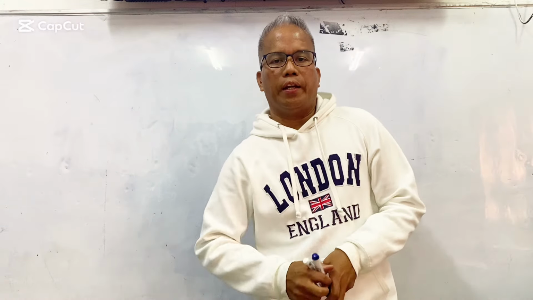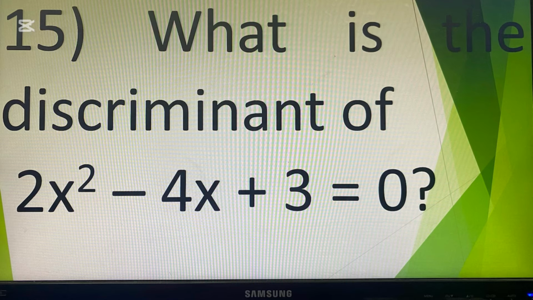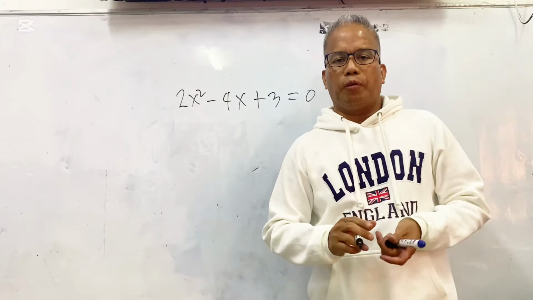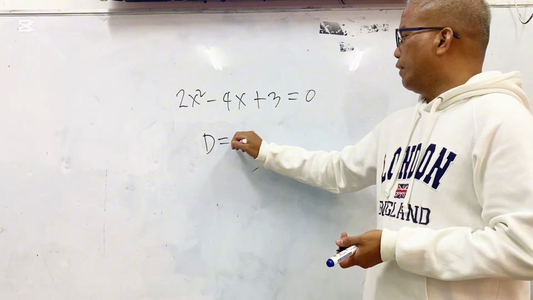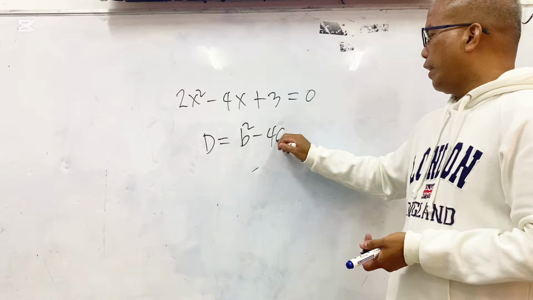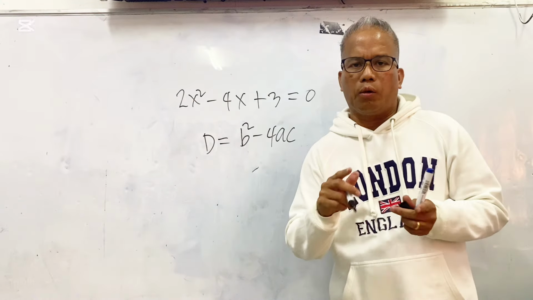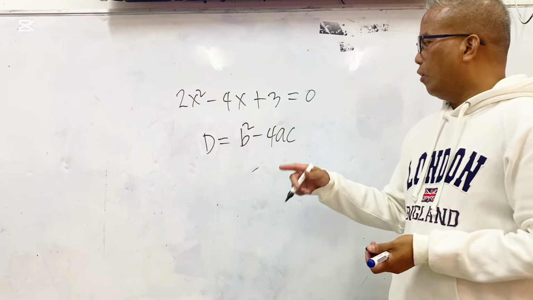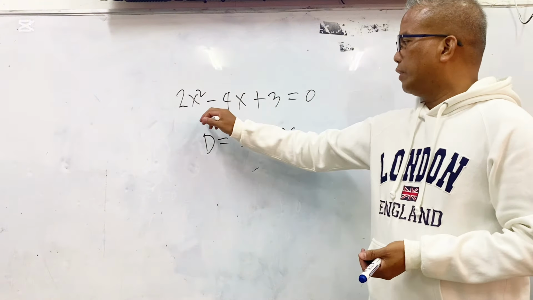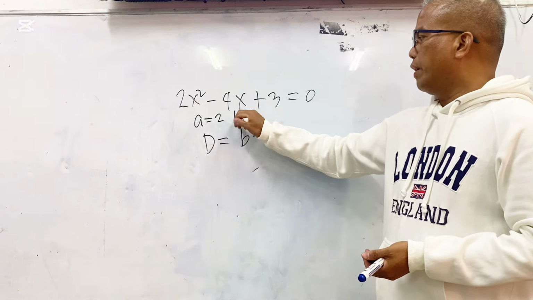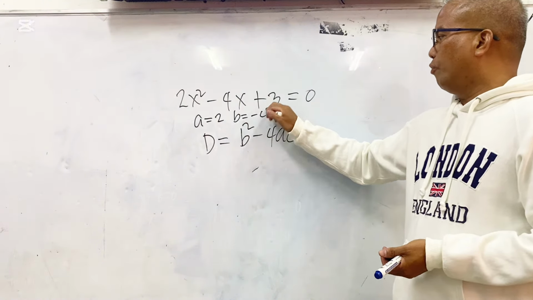Question number 15. What is the discriminant of 2x squared minus 4x plus 3 equals 0? You should know the formula for finding the discriminant. So we have D equals b squared minus 4ac. This is part of the quadratic formula. The first thing to do is identify the values of a, b, and c. So a equals 2, b equals -4, and c equals 3.